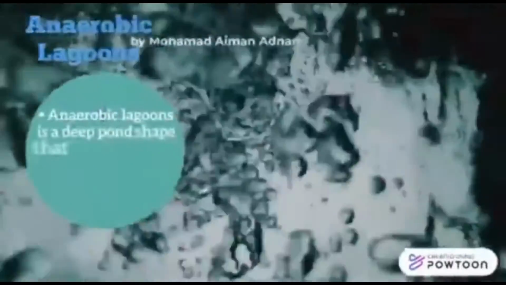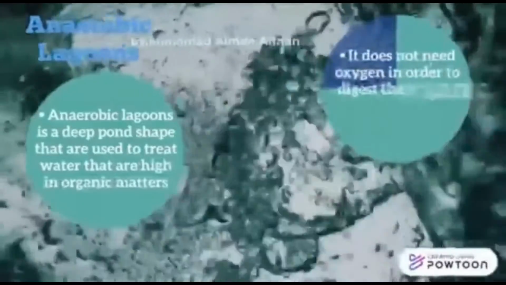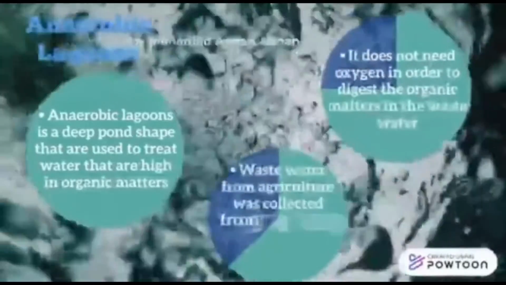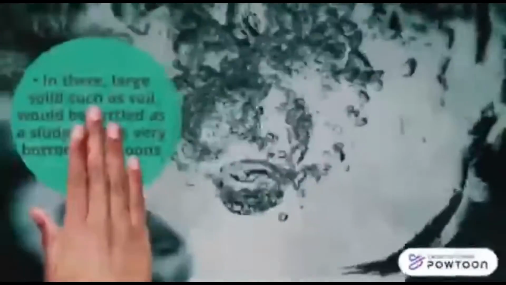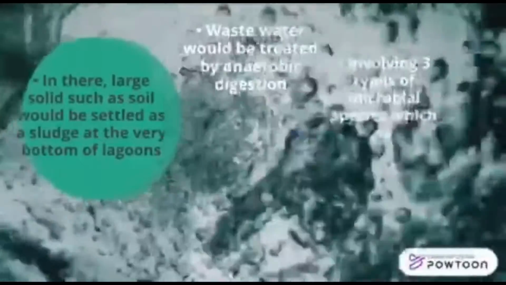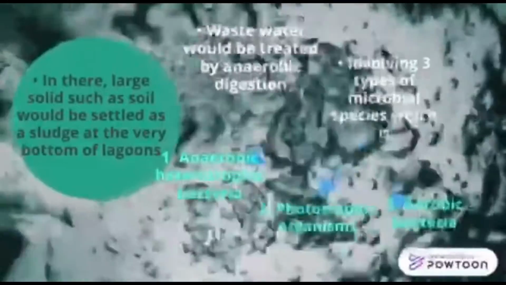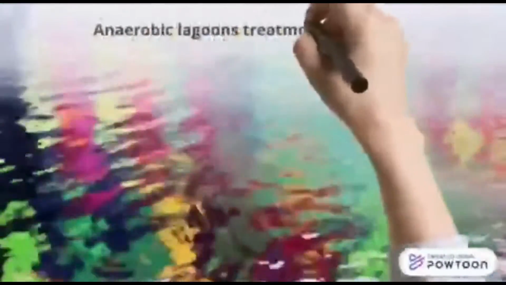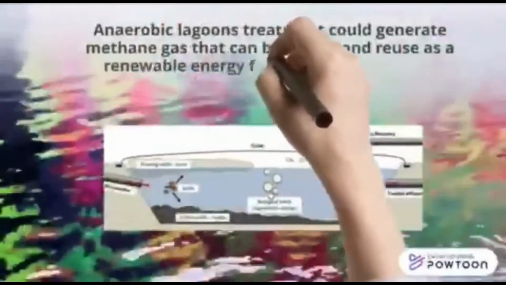Anaerobic lagoon is a deep pond shape that is used to treat water that is high in organic matter. It does not need oxygen in order to digest the organic matter in the wastewater. Wastewater from agriculture was collected from drainage or piping and straight into the lagoon. In there, large solids such as soil would be settled as sludge at the very bottom of the lagoon. Wastewater would be treated by anaerobic digestion involving 3 types of microbial species, which are anaerobic heterotrophic bacteria, phototrophic organisms, and aerobic bacteria. Anaerobic lagoon treatment could generate methane that can be collected and reused as a renewable energy for many things, such as generating electricity and as a combustion material.